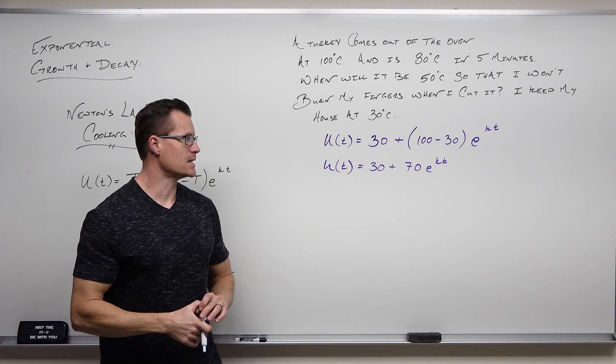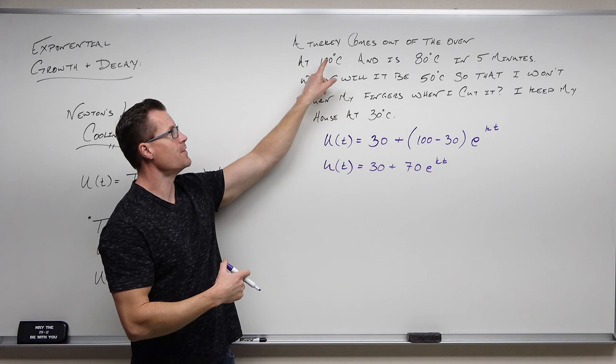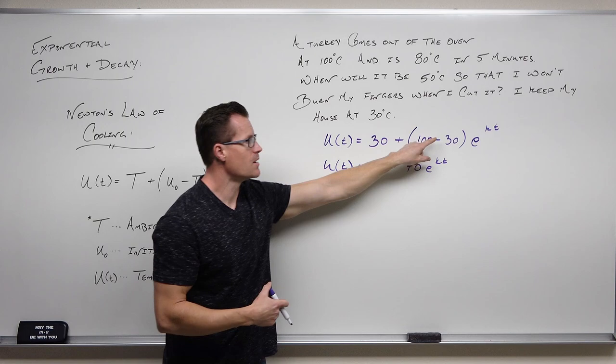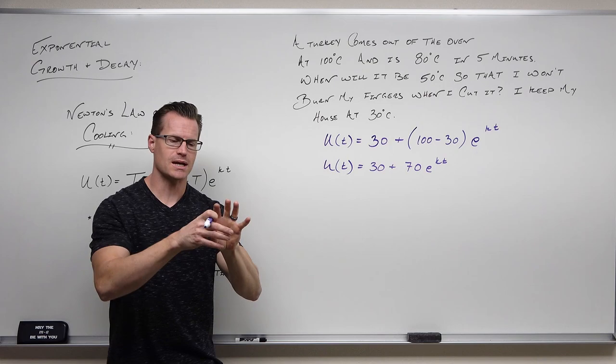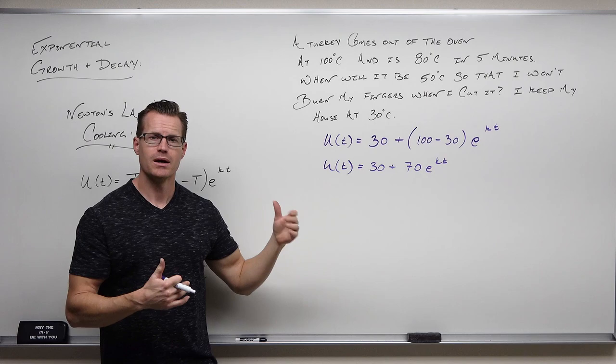Now comes in this next statement. So we've said the initial temperature right here is 100 degrees minus ambient gives us 70. Okay, ambient was 30. We knew that here. Now this next piece, it's 80 degrees in 5 minutes. Oh, that relates a future value with a time. That is how we go and solve for k. That's how it's been every time with exponential growth or decay.